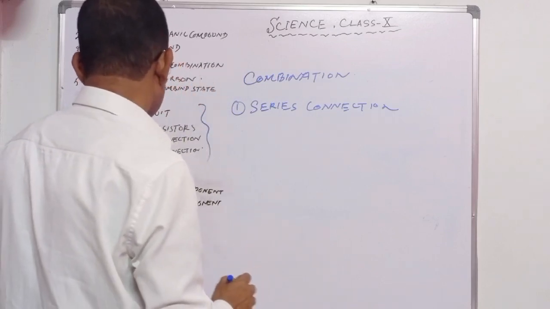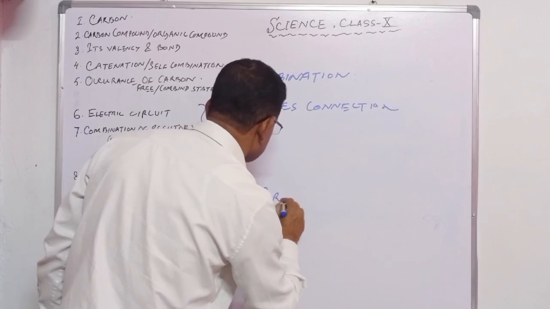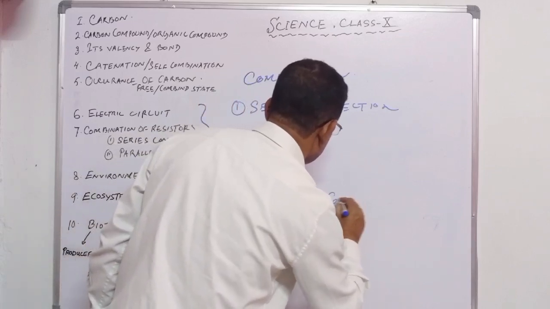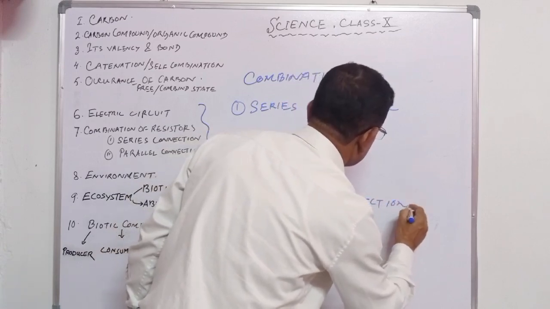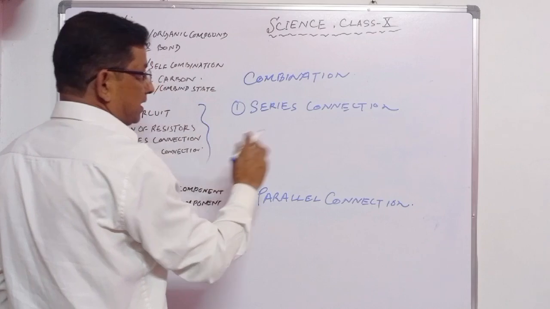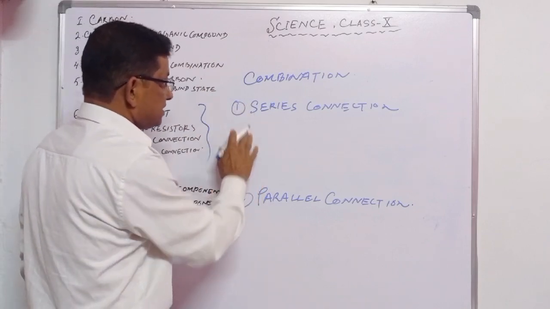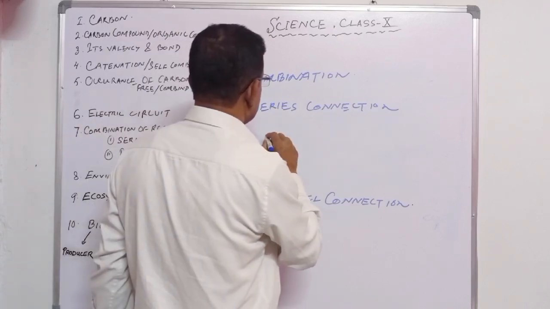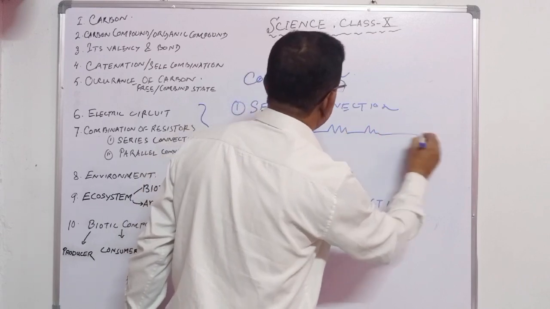Number one, series connection, and number two is parallel connection. So we may connect resistors in two types, series connection and parallel connection. So this is a series connection of resistors.